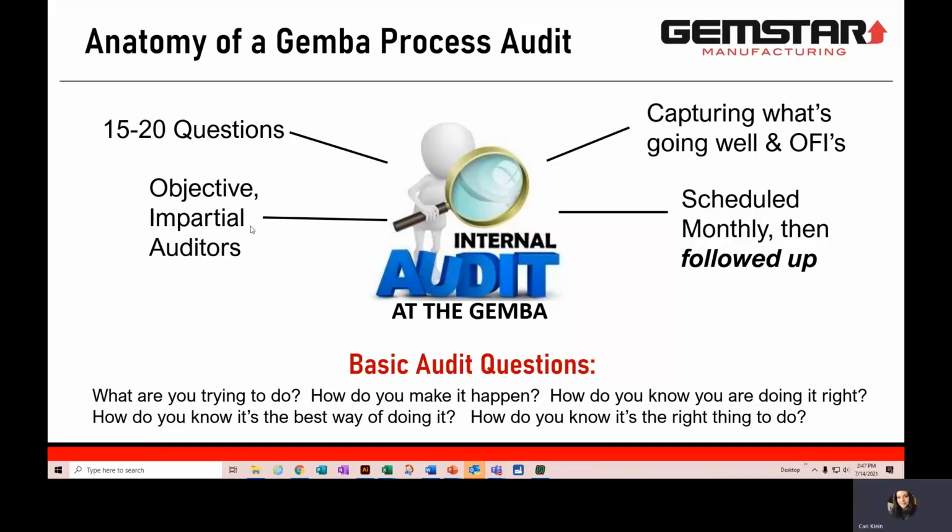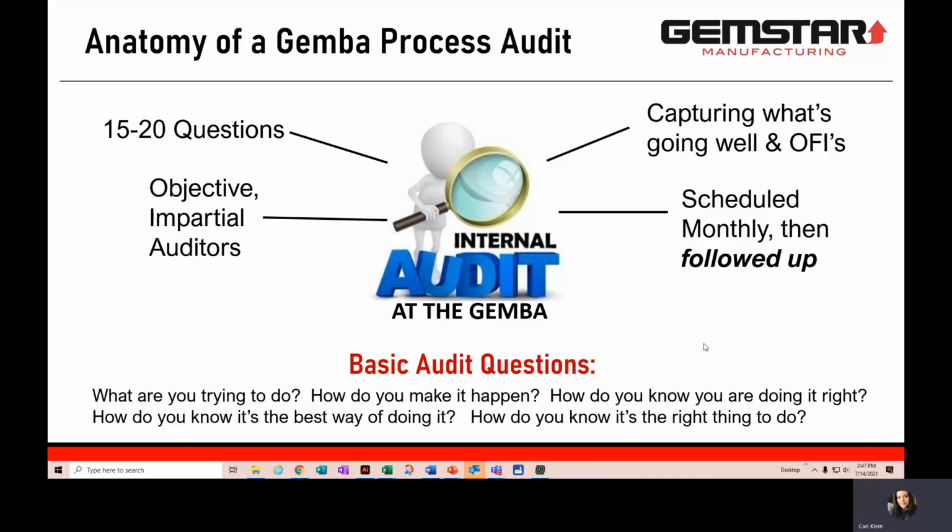Also, a Gemba audit is going to make sure that we have objective, impartial auditors. That's part of the reason for this presentation. We want to make sure that you have an overview of what's going on and learn some tips. The point of it, remember, is capturing what's going well as well as any opportunities for improvement. So it isn't really finger pointing, this is wrong and we need to fix it. It's more of observing what's going on and recording the good things as well as the opportunities to improve.